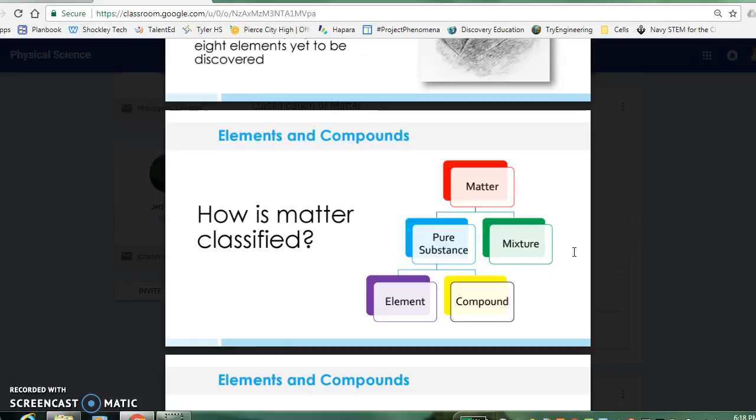Now, mixture is one category in itself, but there are many different types of mixtures. For example, there's heterogeneous and homogeneous. We've got solutions and colloids. So even though they're not listed there, do keep in mind there are different types of mixtures.